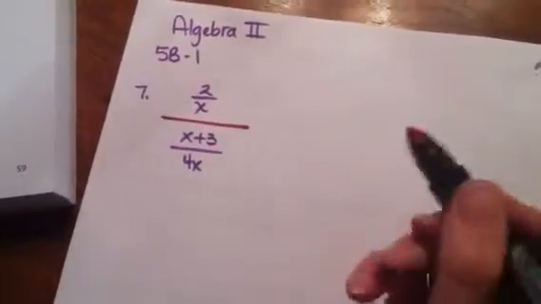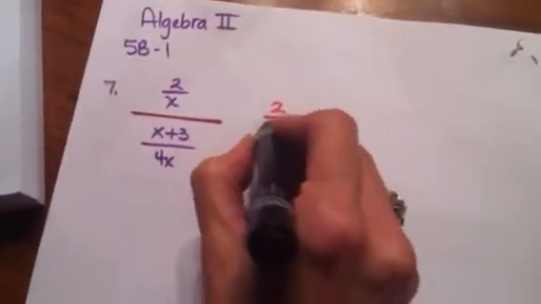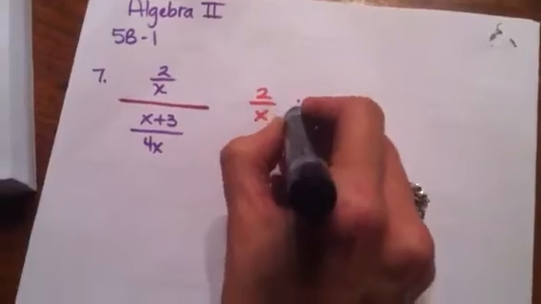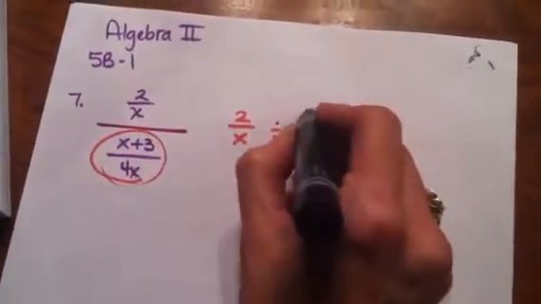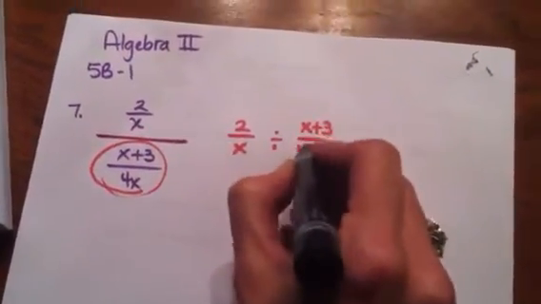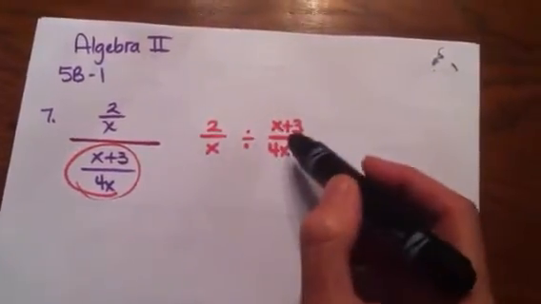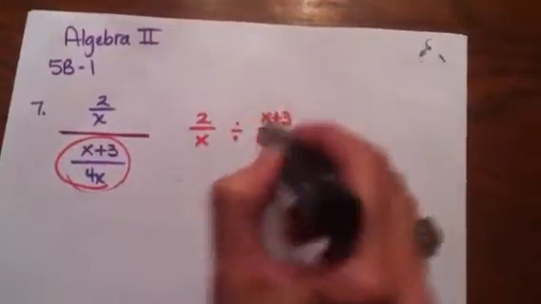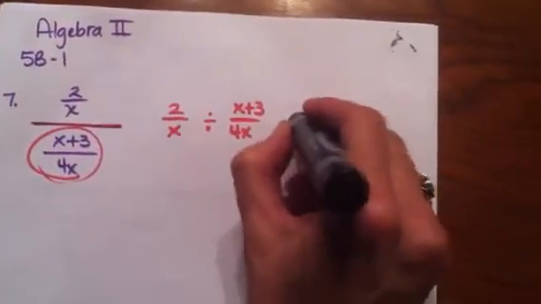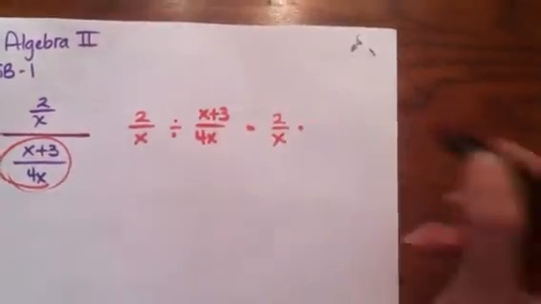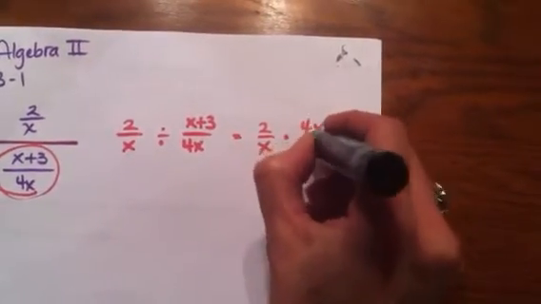So when you see this in the book, you might think, okay, that's the same thing as 2 over x divided by this fraction right here, x plus 3 over 4x. Remember how you divide fractions, because if you can remember this, you can actually skip this step right here. You want to make sure you multiply by the reciprocal. So you need to flip it right here.